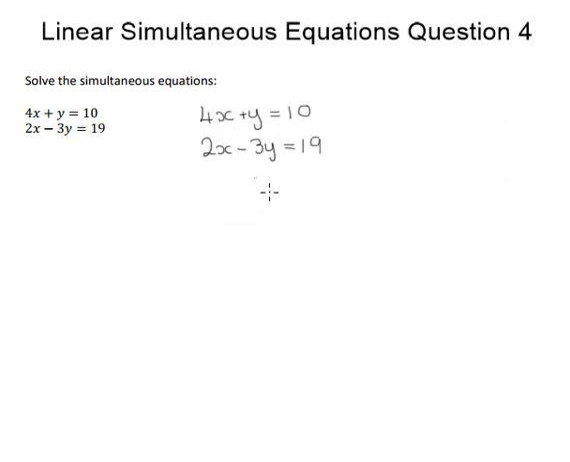Remember, the first thing that we need to do is focus on this term in the middle. We want to get them the same. So what I need to do is times the top one by 3, so times the top one by the bottom number, and the bottom one by, well, this is going to be 1, okay? So it's not going to change the bottom equation. But the top equation is going to become, well, 4x times 3 gives me 12x plus 3y equals 30. And like we said, we're timesing the bottom by 1, so it will not make a difference.